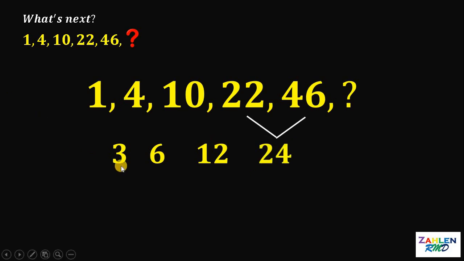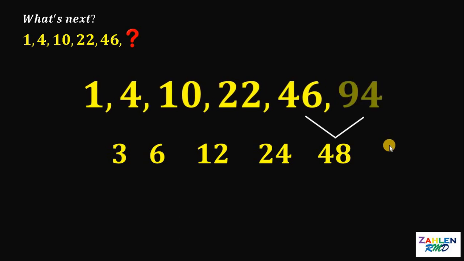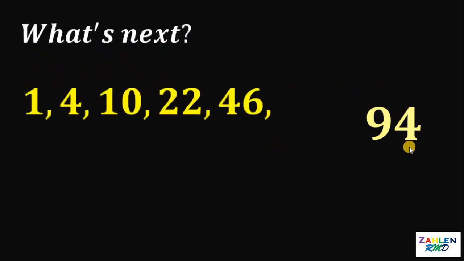From here, 3 times 2 will give us 6. 6 times 2 will give us 12. 12 times 2 will give us 24. Therefore, the next difference must be equal to 24 times 2, or simply 48. Now we know that the difference of this unknown number and 46 must be equal to 48. To find this unknown number, we're going to add 46 and 48. Now, 46 plus 48 will give us 94. Therefore, the next term in the sequence must be 94.